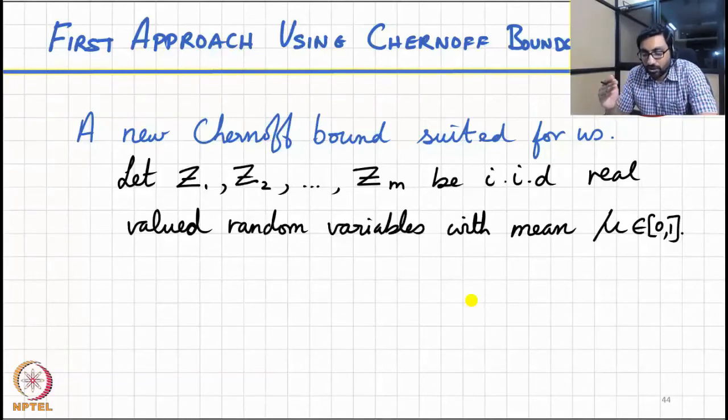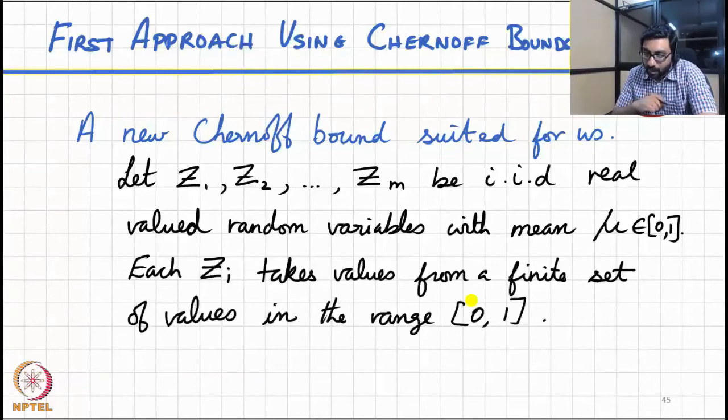So Z1 to Zm are just IID real valued variables, and their mean is in the range 0, 1. And each of the Zi's take values from a finite set of values in the range 0, 1. They don't even need to be equally spaced, but in our case, they are equally spaced.